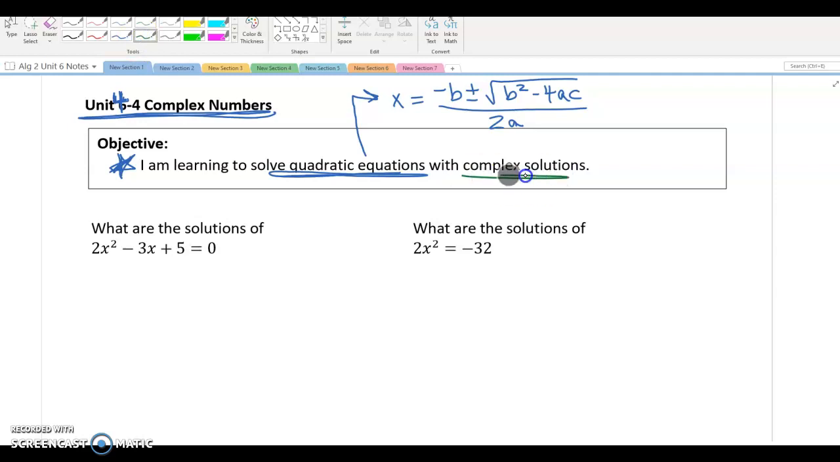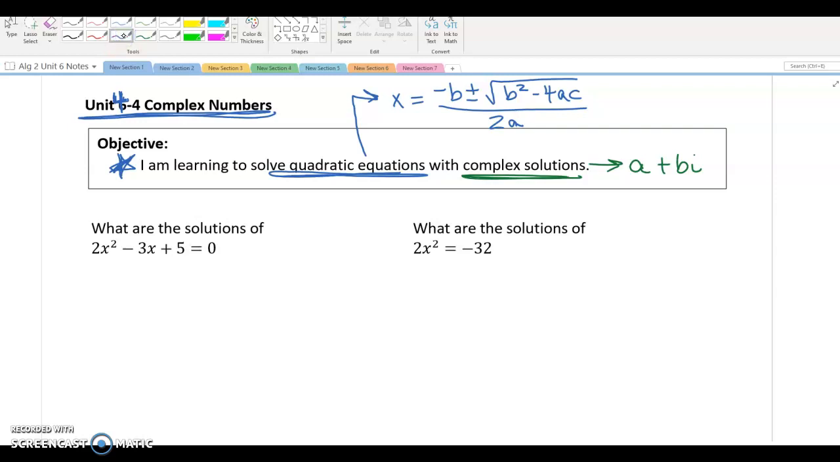So what's a complex number? What does it look like? You got it, a real number with an imaginary unit. So a plus bi is usually what we write, but that's what our answers will look like today. So we're still using the quadratic formula, but our answers will now have the imaginary units in them.